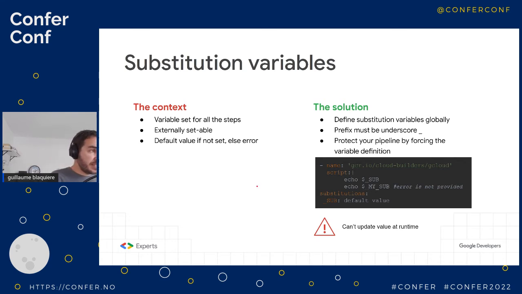Something to also keep in mind is that you can't update the value of substitution variables during the runtime. That means in step one, if you want to change the value, you can't do it. When you define a substitution variable, it's static for the whole pipeline. It's perfect, for example, for environments. You can define your environment as substitution variables, and for all the pipeline, you know you are in dev, acceptance, or production environment, and maybe do different steps according to your environment.